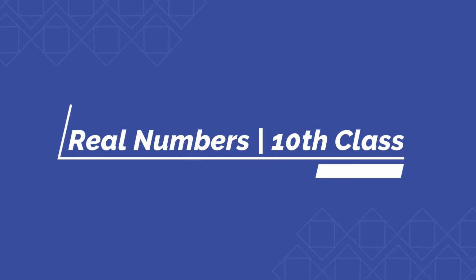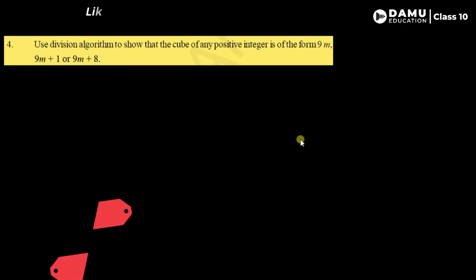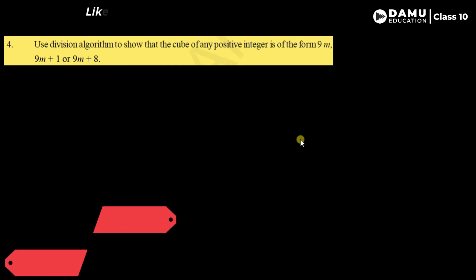So here in this model, we are going to discuss our fourth question. These are all very easy questions. We have to consider the Euclid division lemma rule for this. After that, we have to move on. So what is that Euclid division lemma?